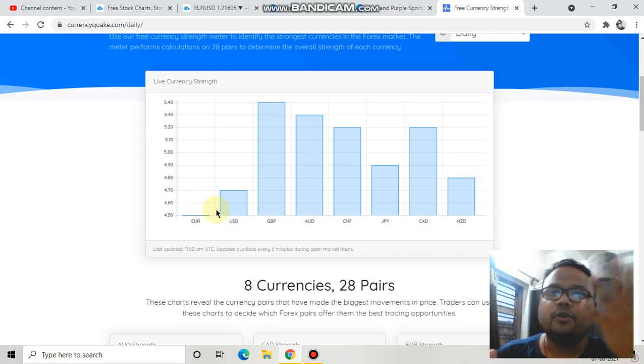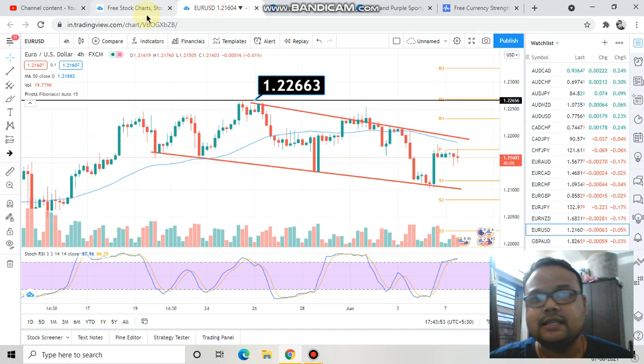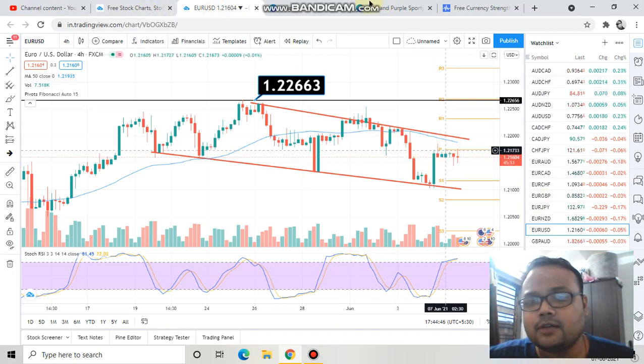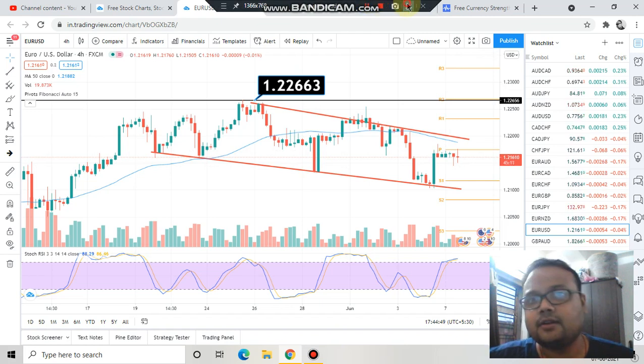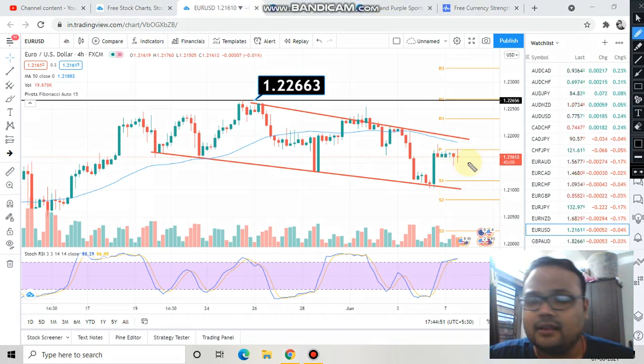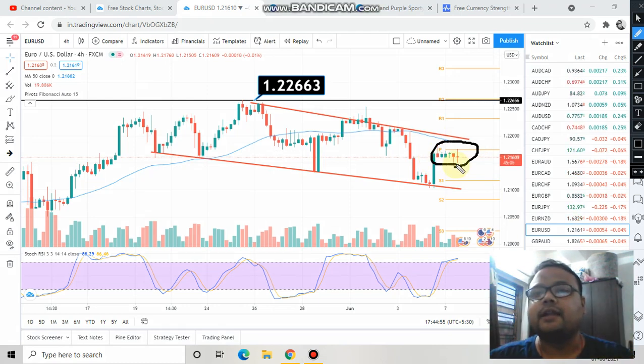But right now, Euro is very flat, and USD is also not having much strength. As a result, Euro USD is flat, and we can easily see on this particular chart that because of not much strength, Euro and USD are just lingering at this particular price level.